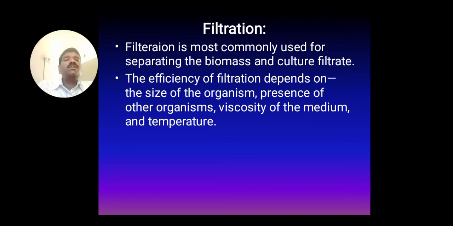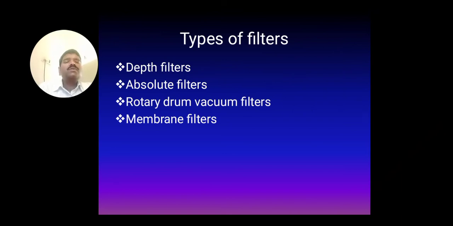Next one is filtration. Filtration is most commonly used for separating the biomass and culture filtrate. The efficiency of filtration depends on the size of the organism, presence of other organisms, viscosity of the medium and temperature. So we have four types of filters: depth filters, absolute filters, rotary drum vacuum filters and membrane filters.